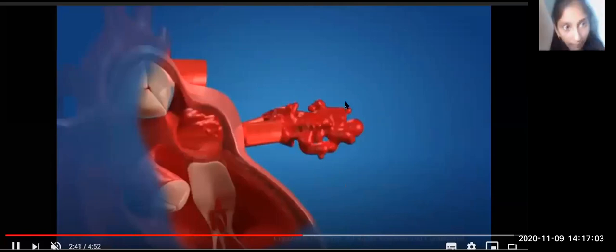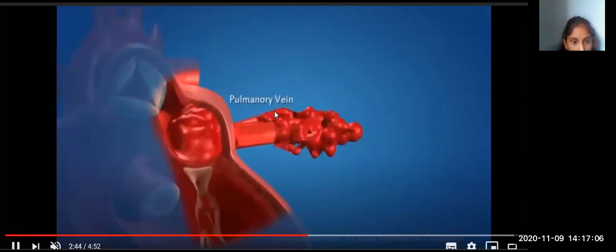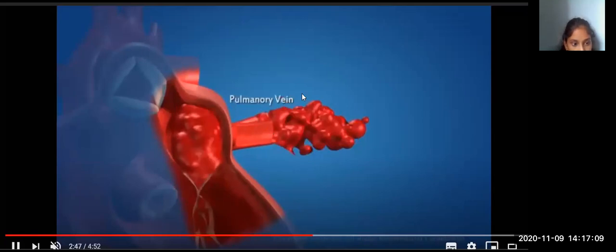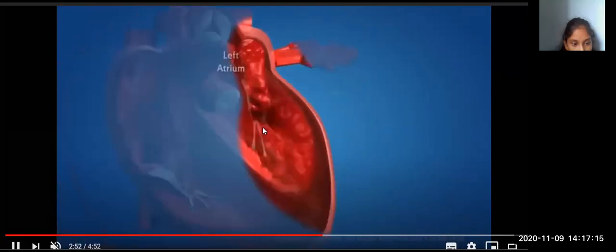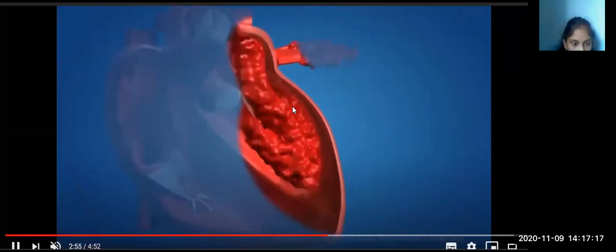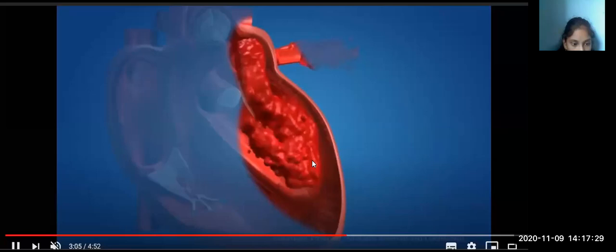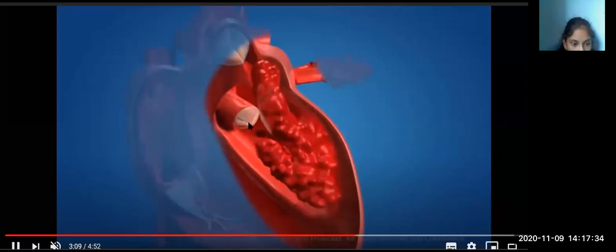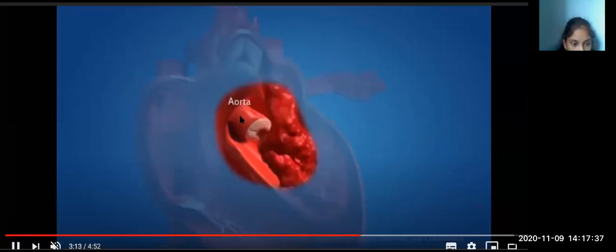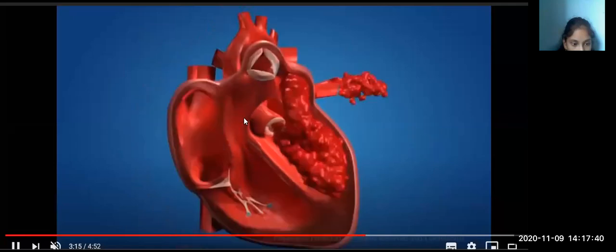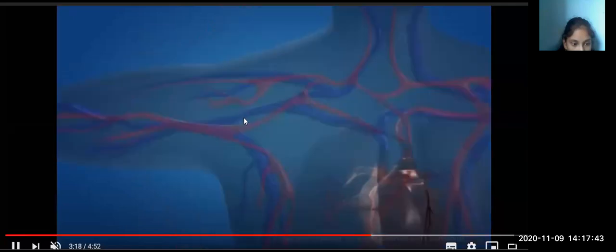So when you talk about this, I can say that blood coming from the pulmonary goes to the left atrium, yes or no? Left atrium, then to the left ventricle, step by step, then it is pumped step by step into the aorta, yes or no? Got it? Now, I hope all of you understood.